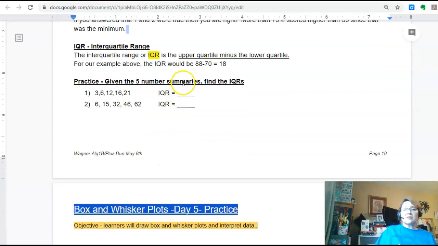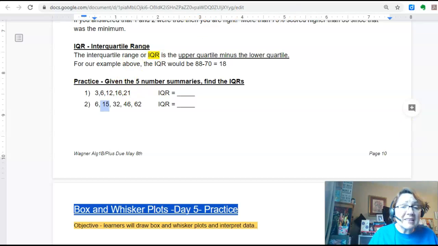So what is an IQR? IQR is definitely something that they ask you a lot, especially on the Keystones and on the SAT. IQR is just taking this number here, which is your upper quartile, and subtracting the lower quartile. So it would be 16 minus 6, which would just give me 10 for this IQR. For this one, it would just be 46, my upper quartile, minus my 15, 46 minus 15. That would give me 31, I believe. I have the answers. Yep, 31.